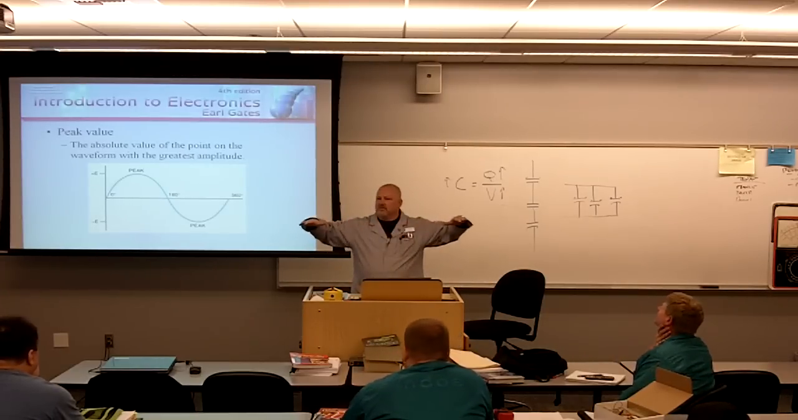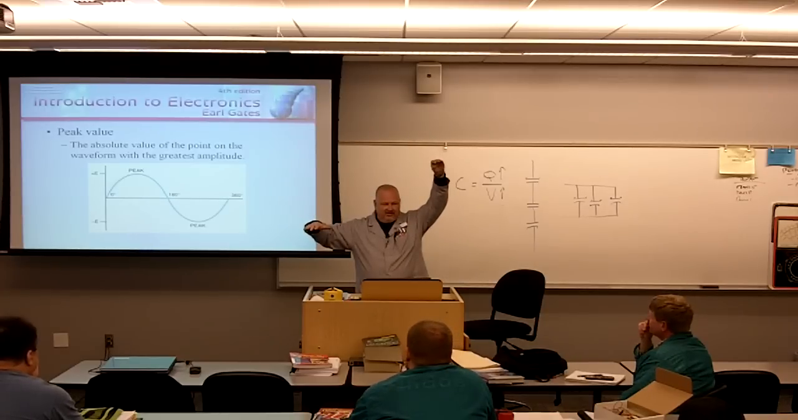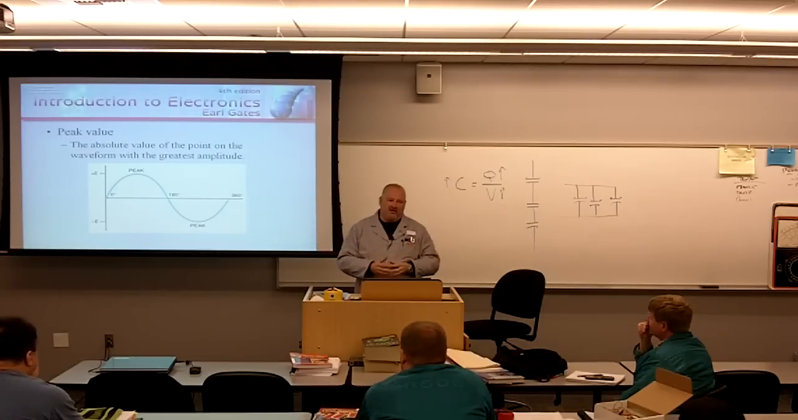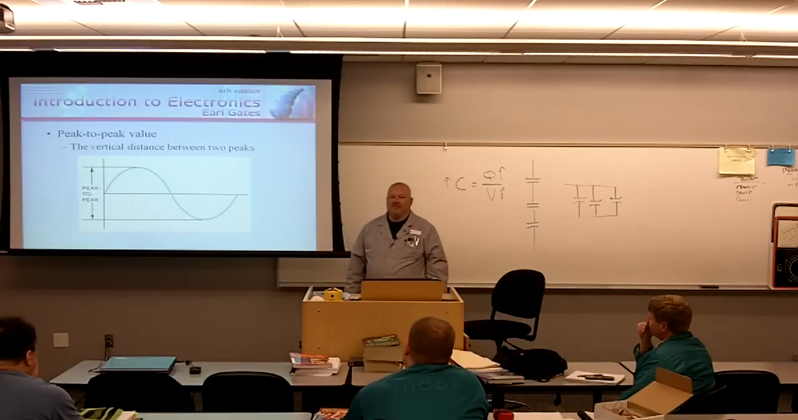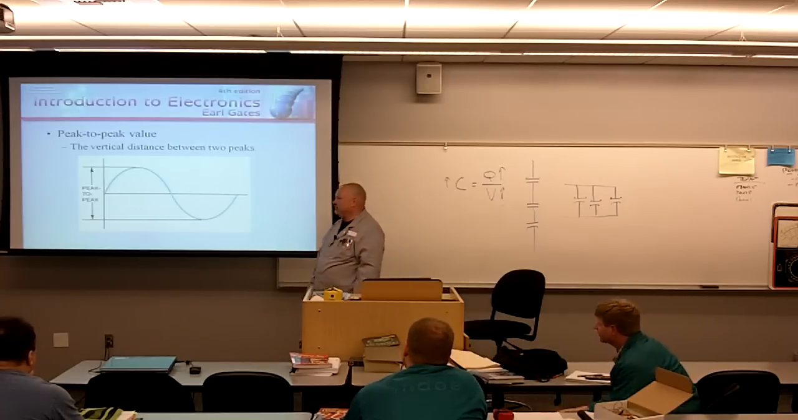So the maximum departure from 0 is the peak. The maximum negative departure from 0 would be your negative peak. Peak to peak value, well, that's the maximum departure between your positive peak and your negative peak.